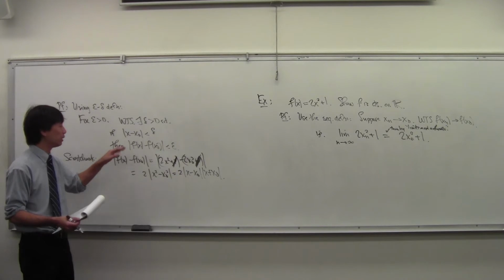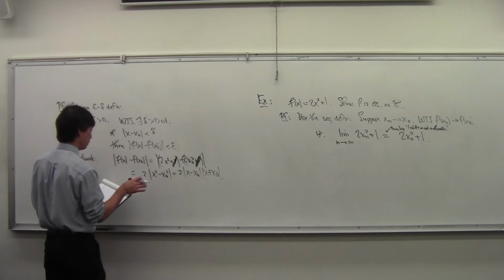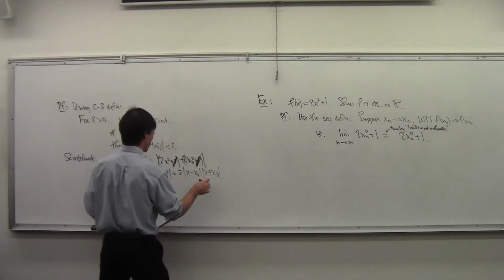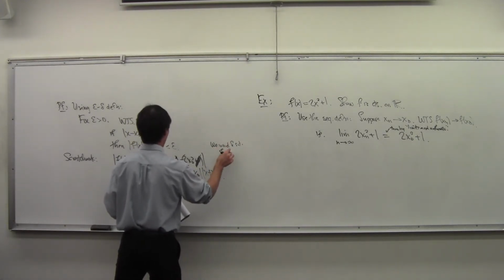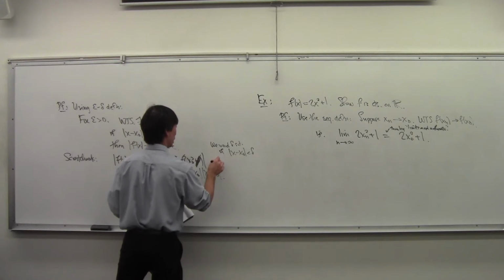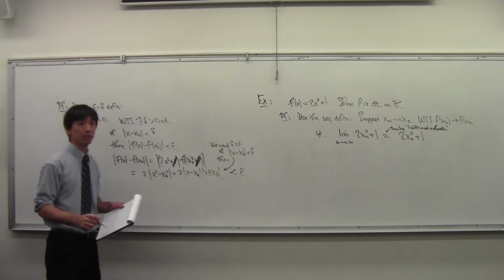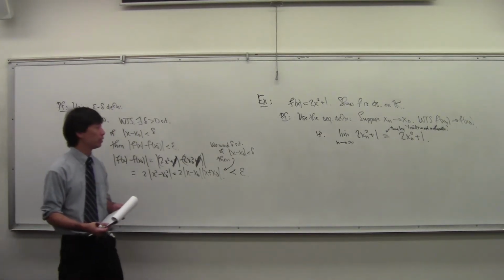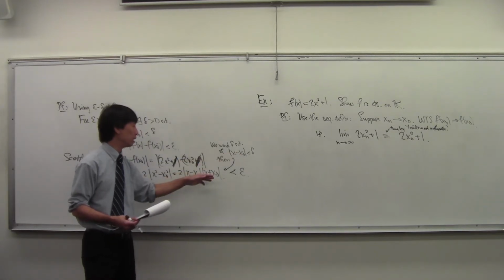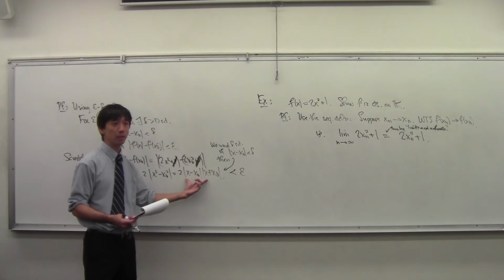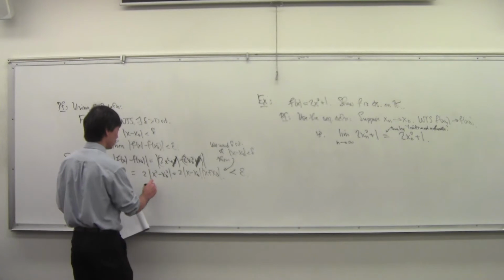Okay, so we want a delta. Think what we want, right? We want a delta such that if |x minus x naught| is less than delta, then this thing is less than epsilon. We want a delta such that if this is less than delta, then this thing is less than epsilon. Right? Okay. Now let me say something wrong.